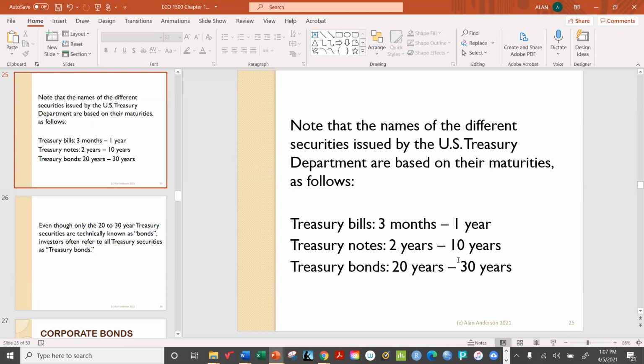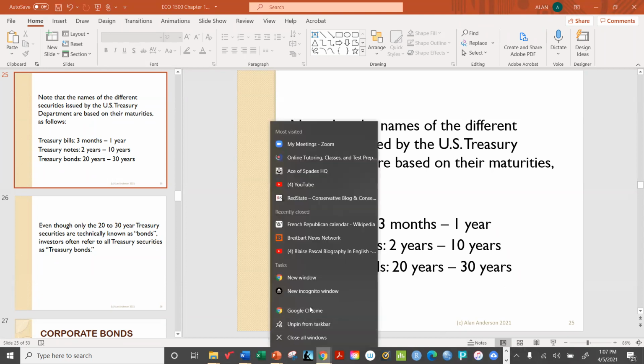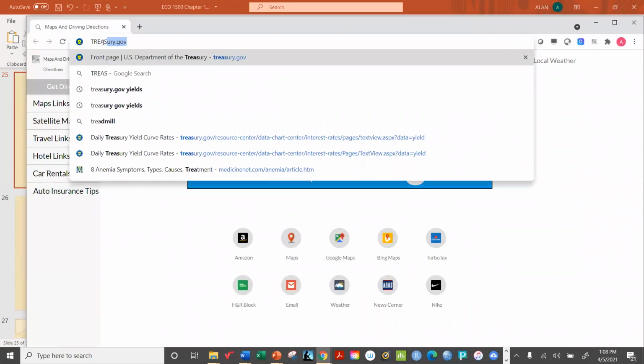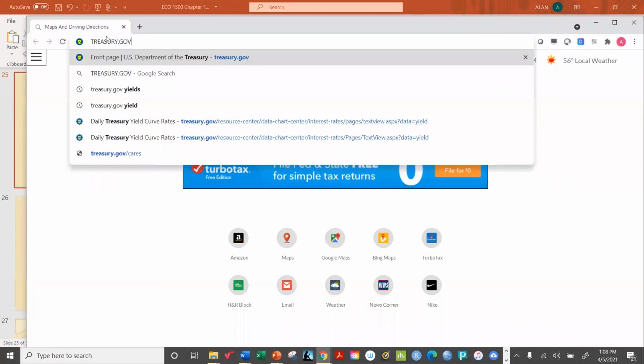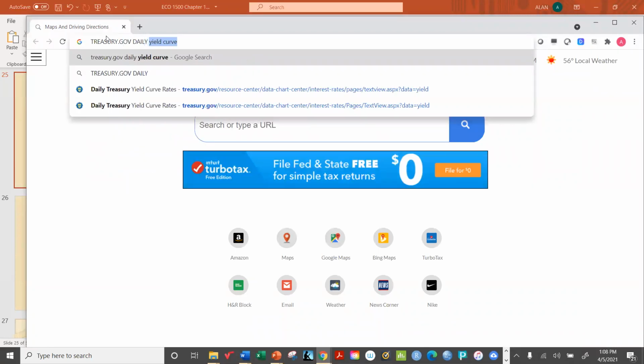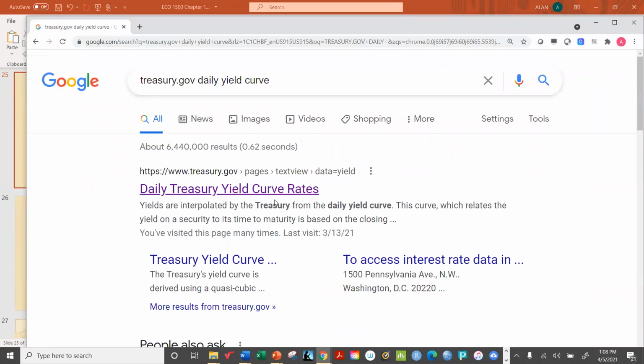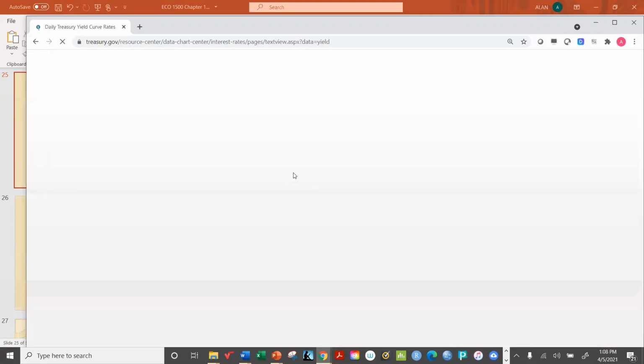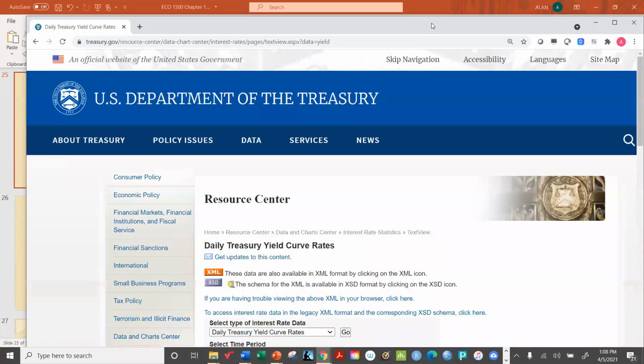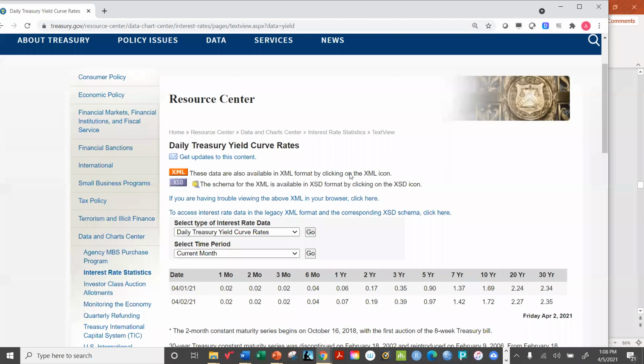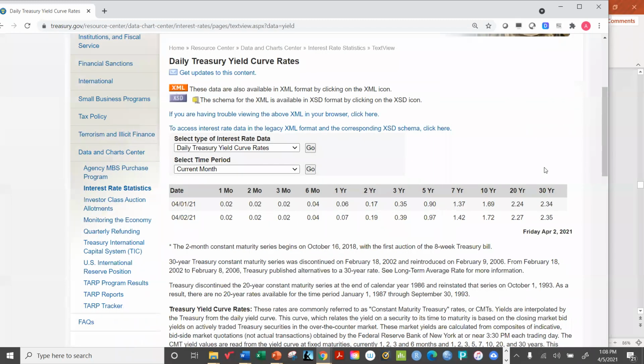Okay, and I think I've already shown you that website where you can look up the yields on these bonds. Let's go over there real fast. It's called treasury.gov, and then you can put daily yields or daily yield curve, and they'll show you what's going on in the Treasury market today. So for example, right now, this is what you can earn by buying Treasuries.